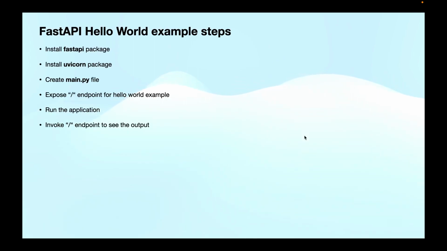To write an example, we need to follow the below steps. First, we will start with installing the FastAPI package. This brings the necessary files and libraries along with it to run any FastAPI application. To run the whole application, we need a server. We are going to use Uvicorn for that.